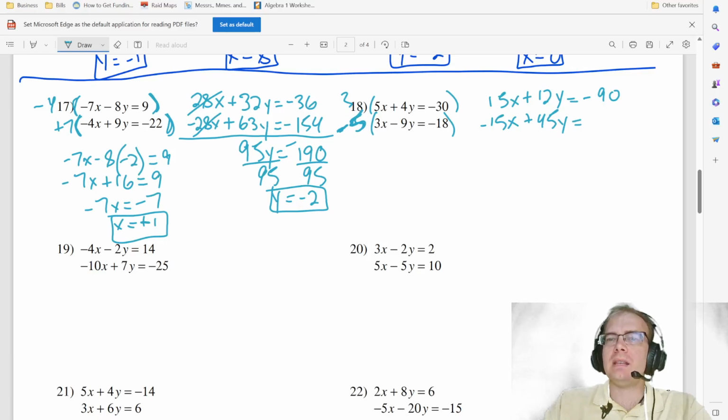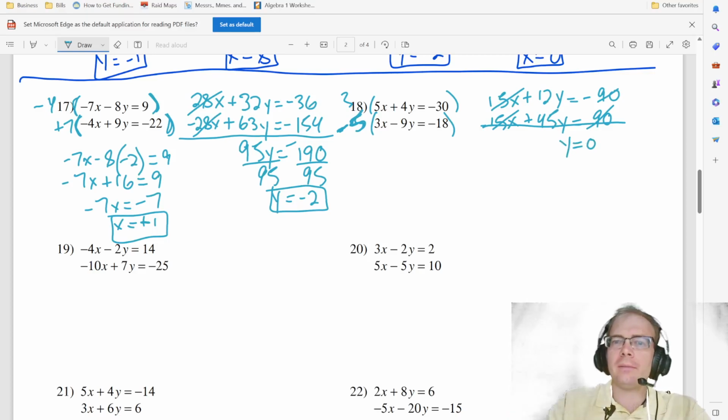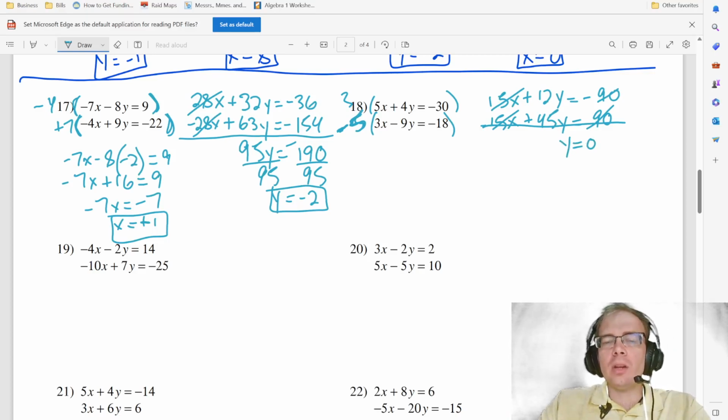5 times 18, half of 18 is 9, 90, positive 90. Oh, look, I get two things to cancel. Cool. So then it doesn't even matter what that is, because y is going to equal 0. Because it's going to be blah, blah, blah, y, and blah, blah, blah. Yeah, all that. Okay.